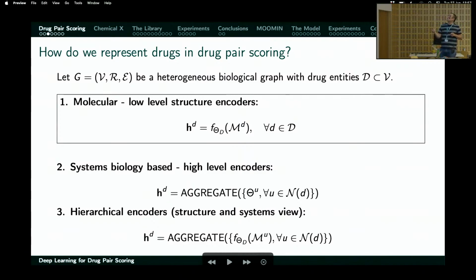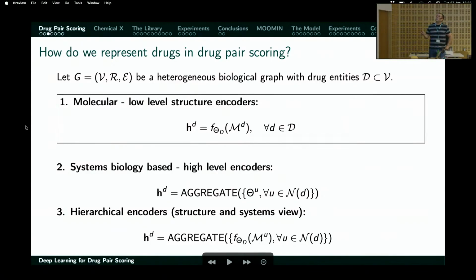And out of those nodes, there are drug or molecule entities that we denote with calligraphic D, which are a subset of calligraphic V. And for those, we have a molecular encoder which takes some sort of molecular structure as an input. It's a parametric function parameterized by theta d and outputs a representation. So what I mean by this is that we discard the biological information that is here, and we are only encoding properties of the molecular structure for the drug.